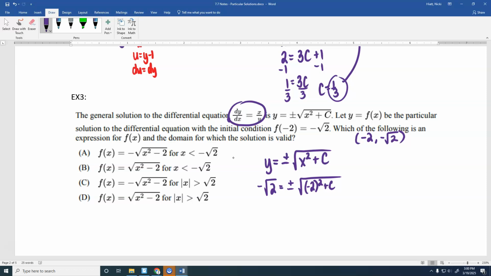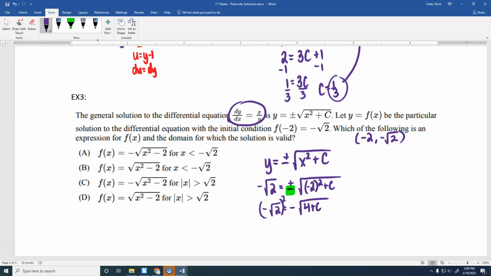Now, in this case, if I'm getting a -2 right here, the plus or minus, I've got to choose one. Which one is it going to have to be for these two things to be equal? It's got to be the minus, right? I got to choose the minus right here, because if it's positive, there's no way I'm going to get a negative square root of 2. There's nothing that would work there for that. So I'm going to have negative square root of 2 equals negative square root of 4 plus c.